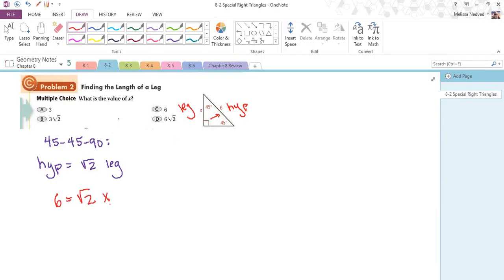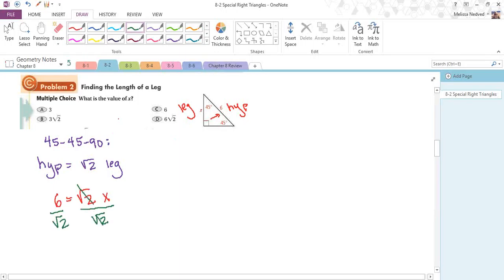Only difference here is now instead of solving for my hypotenuse, or by just simplifying the right-hand side, we're going to have to do one step of algebra, and that's going to be to get this x by itself. So I'm multiplying it by the square root of 2. So to undo multiply, we're going to divide both sides by the square root of 2. So now I have x is equal to 6 over the square root of 2.